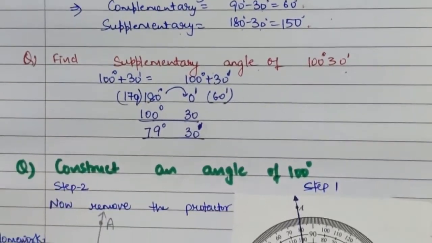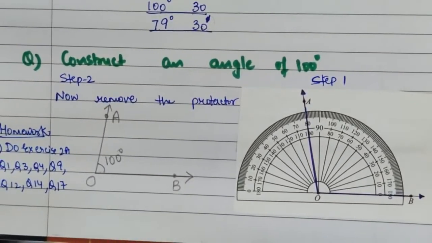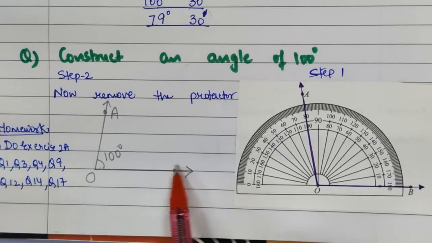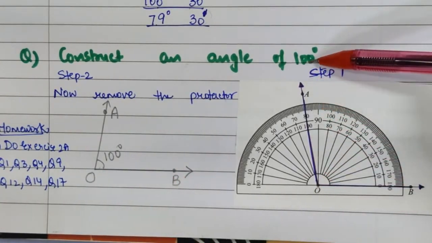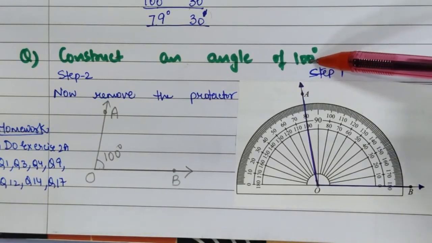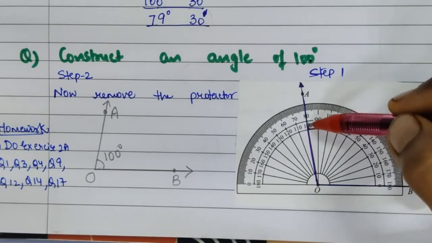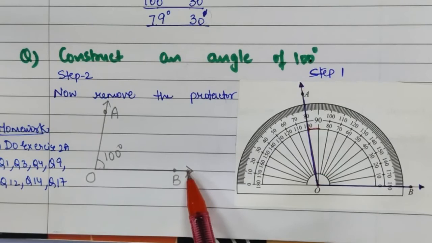Then we have to construct an angle of 100 degree. See, first of all we will draw a ray, then place the protractor here, and we have to mark 100 degree. 100 degree means more than 90. So more than 90 we will draw here. So this is your 100 degree angle.